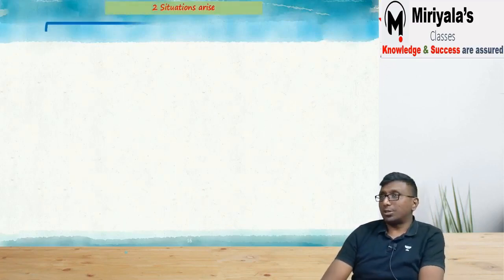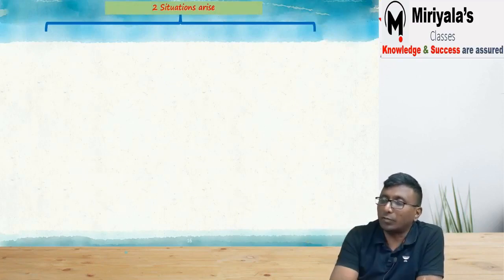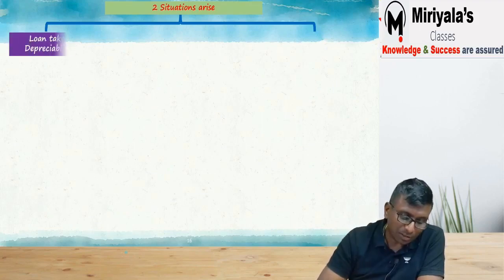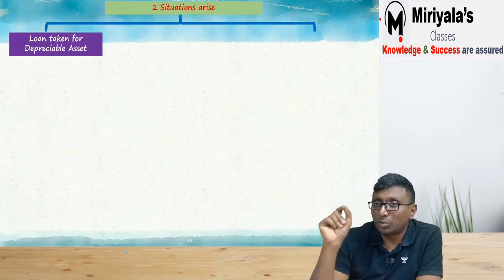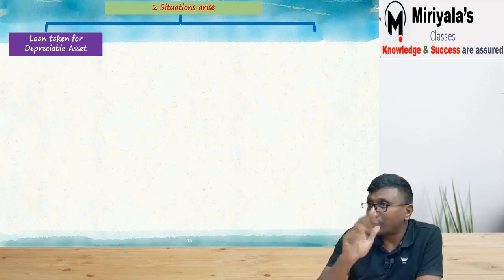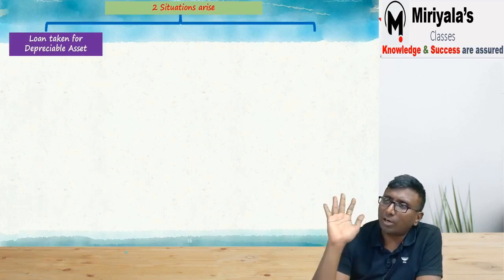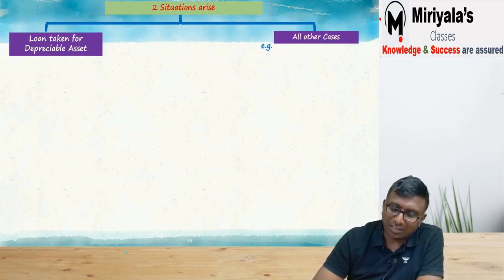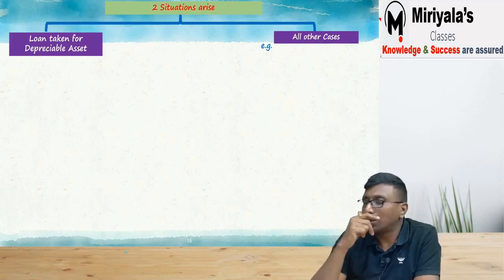Now what are the two situations where you don't transfer it to the profit and loss statement? Listen carefully. The situation number one is: loan taken for a depreciable asset. Loan taken, not given. The second situation is: other than this, every long-term monetary item will come there. All other cases. All other cases means any long-term monetary item.